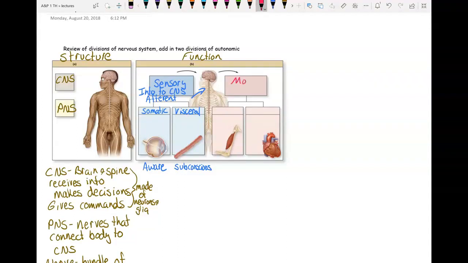Then we have motor, which is commands from the CNS. And this is also called efferent. Okay, so again, with the divided highway, it's commands from the CNS. So it's always moving away from the brain and spine out to a body part. And we have somatic and autonomic.